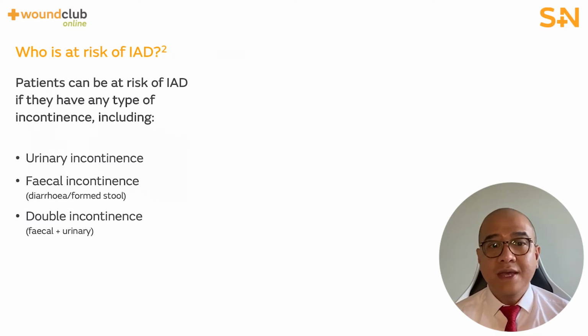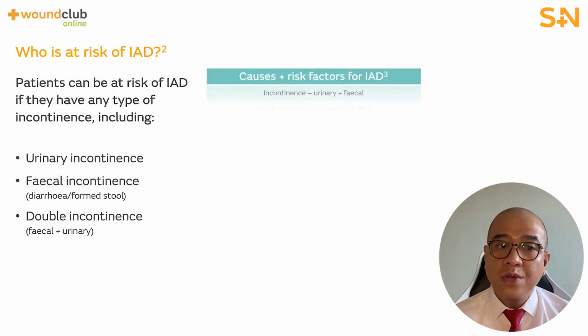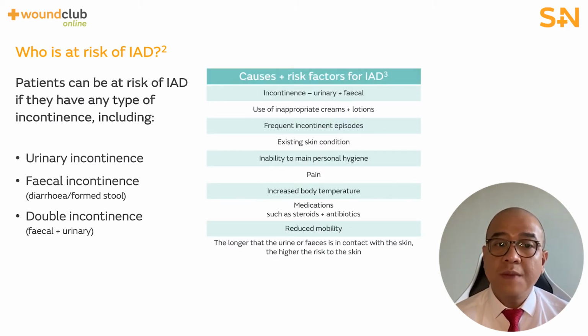Now, in short, any patient who suffers from incontinence is at risk of developing IAD, including patients with urinary, fecal, and double incontinence. There are also a number of risk factors which can put a patient at risk of developing incontinence and therefore making them at risk of IAD, including poor skin condition, compromised mobility, and side effects from medications. Now, a continence assessment will help determine the problem and what treatment is required.